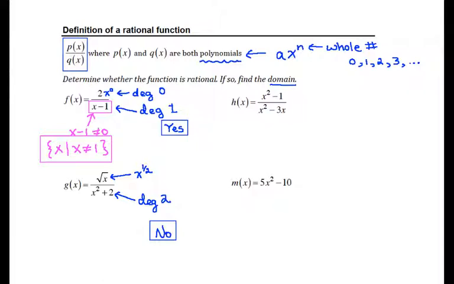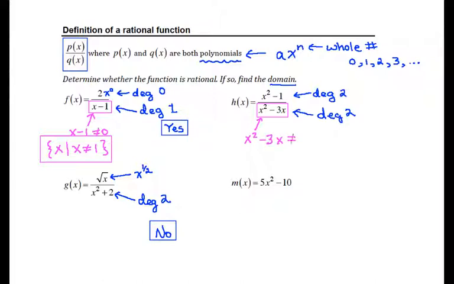Next, we will come back up to the top for h of x. We have a degree 2 polynomial on top. We have a degree 2 polynomial in the denominator as well. Both of those are polynomials, and therefore this does satisfy the definition of a rational function. So to find the domain, I'm again going to focus on the denominator, pull out the denominator, and set it not equal to 0.